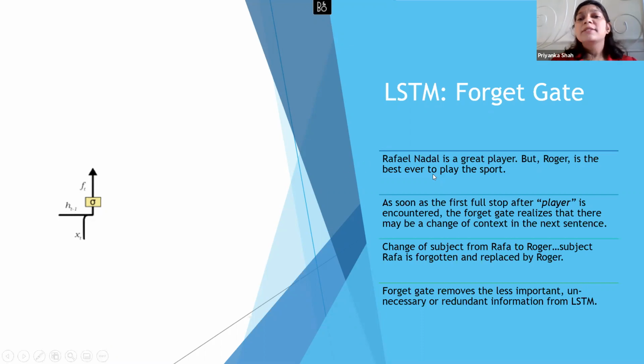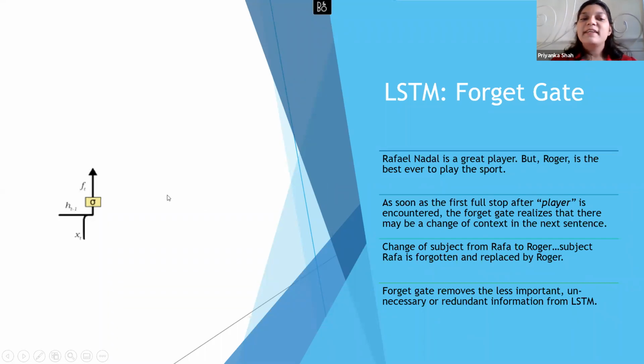Then come back. So let's say I'm saying Rafael Nadal is a great player. He is, and I absolutely adore him. But Roger is the best ever to play the sport. Okay. As soon as the subject changes from Rafael Nadal to Roger, I realize that Rafael Nadal is not something of interest. The topic has shifted to Roger Federer, right? So as soon as it detects a change of subject, Rafa is forgotten and the subject is replaced by Roger.